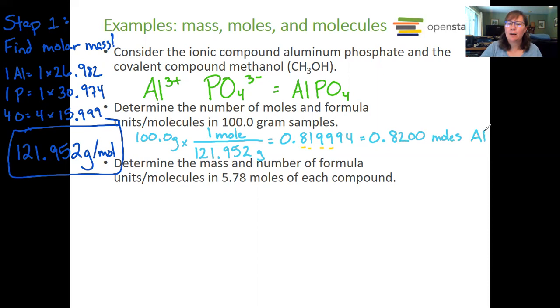Okay, and that is our aluminum phosphate. So that was our step 1. Now you'll notice here that they also say formula units, and I don't have room right here, so I'm going to come down here and show that.